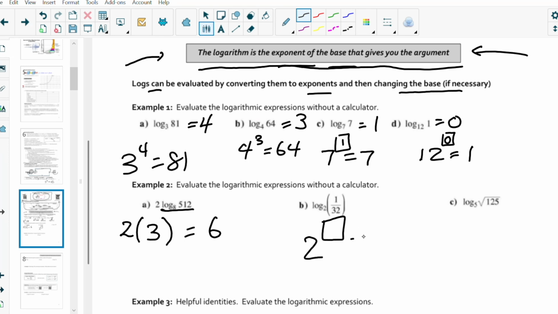Same thing. 2 to what exponent equals 1 over 32? That's what we're thinking, right? So I'm going to rewrite this as 1 over 2 to the 5th. That's 1 over 32, or 1 over 2 to the 5th, or 2 to the negative 1 to the 5th, or 2 to the negative 5. So this is negative 5. So log base 2 of 1 over 32 equals negative 5.